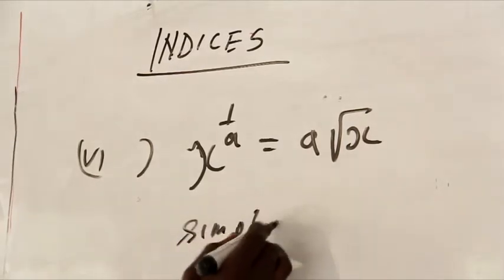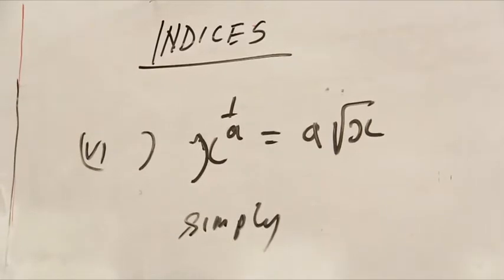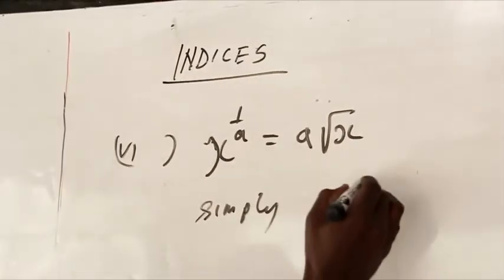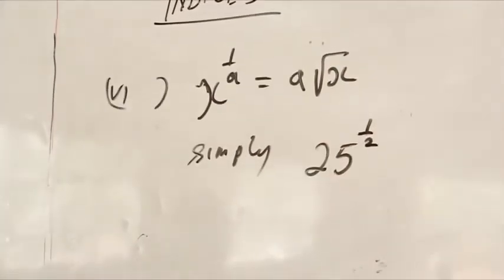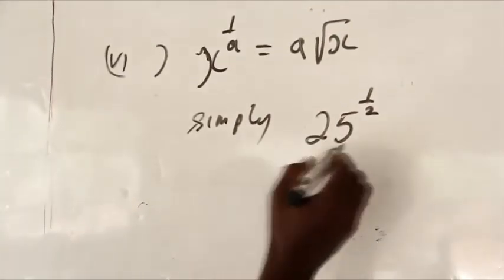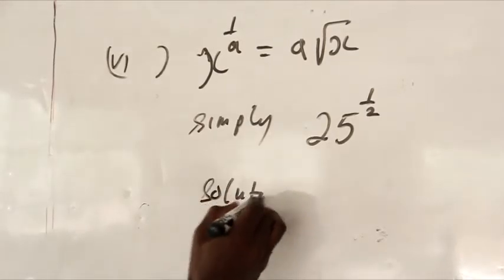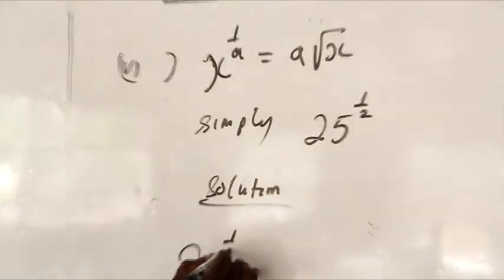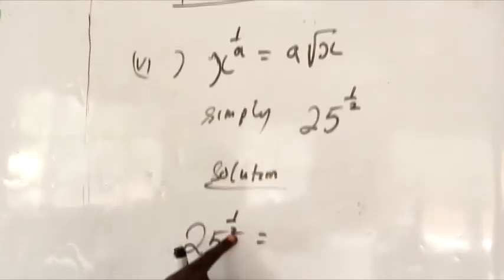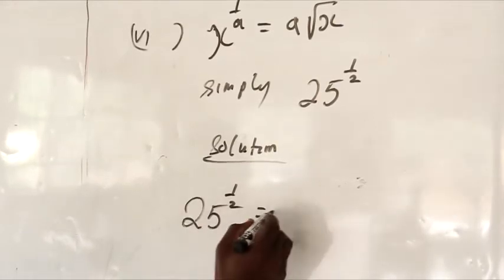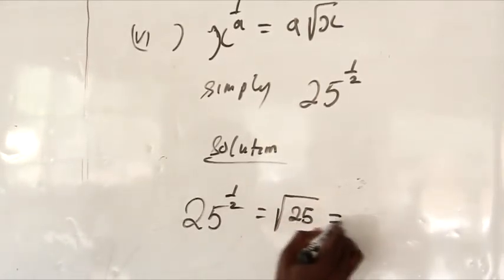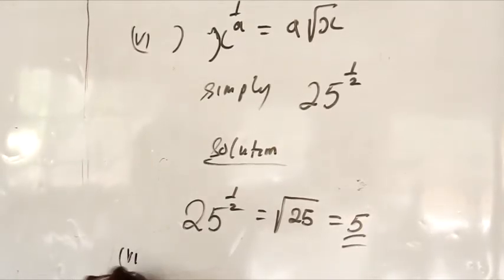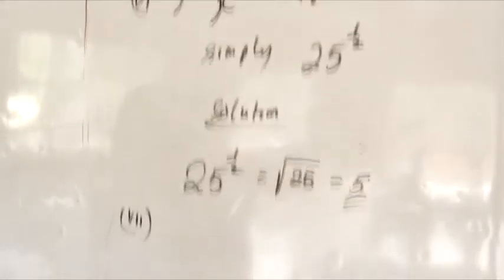Simplify 25 raised to the power of 1 upon 2. The solution will look like this. 25 raised to the power of 1 upon 2: this 2 here means square root. Just take the square root of 25, which is what? 5. Alright.